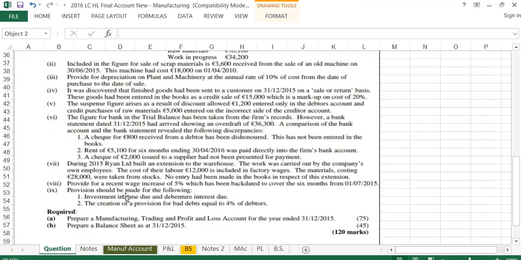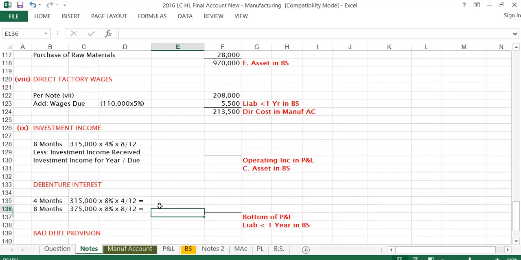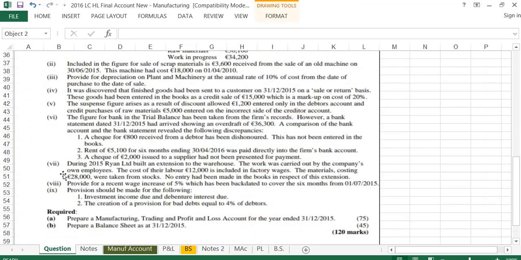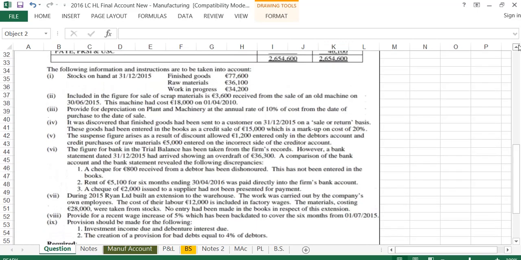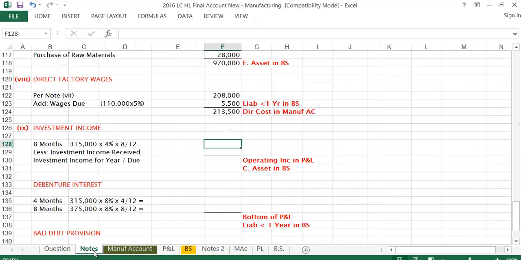Note number 9, provision should be made for the following: investment income due and debenture interest due. So first of all, we look at the investment income. If I go back to my trial balance, I can see that the investments are 4% investments, and they were acquired on the 1st of the 5th, 2015. So we had those investments for 8 months. So 315,000 by 4% by 8 over 12 comes to 8,400.